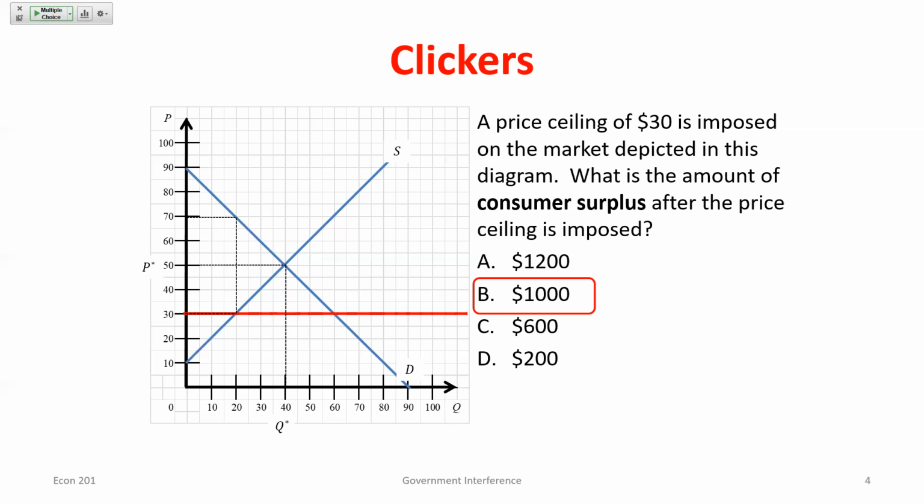The area underneath the demand curve, up to the quantity that will be the last quantity provided to the market, the difference between that demand curve and the price, is this whole area here. So the area of this rectangle was 800, the area of this triangle was 200, giving us a total consumer surplus of 1,000. Any questions over any of that?